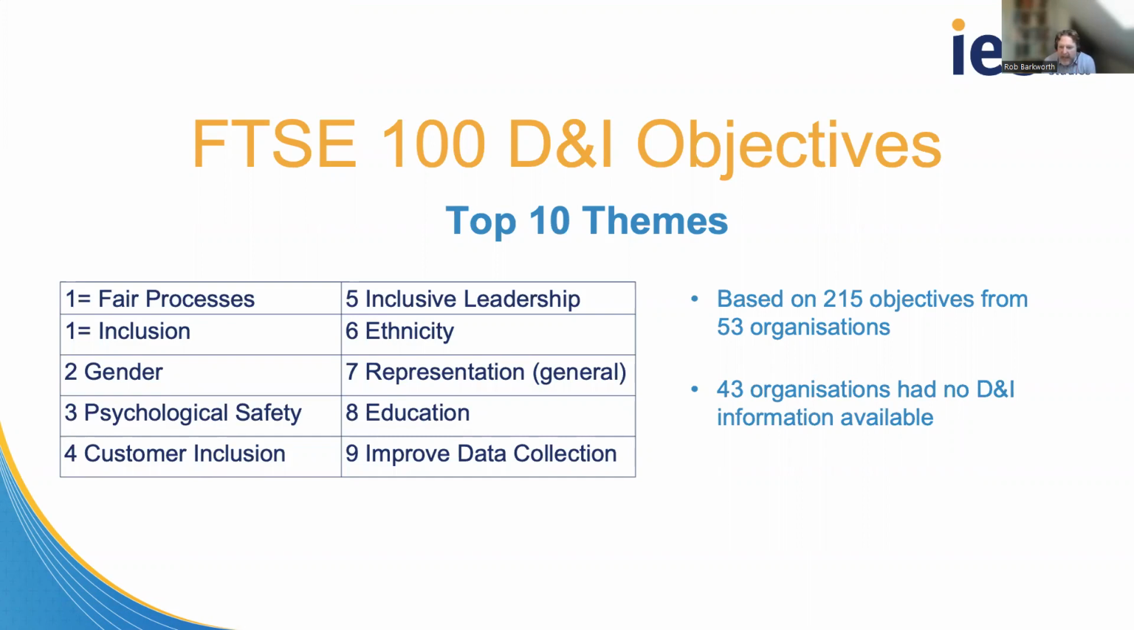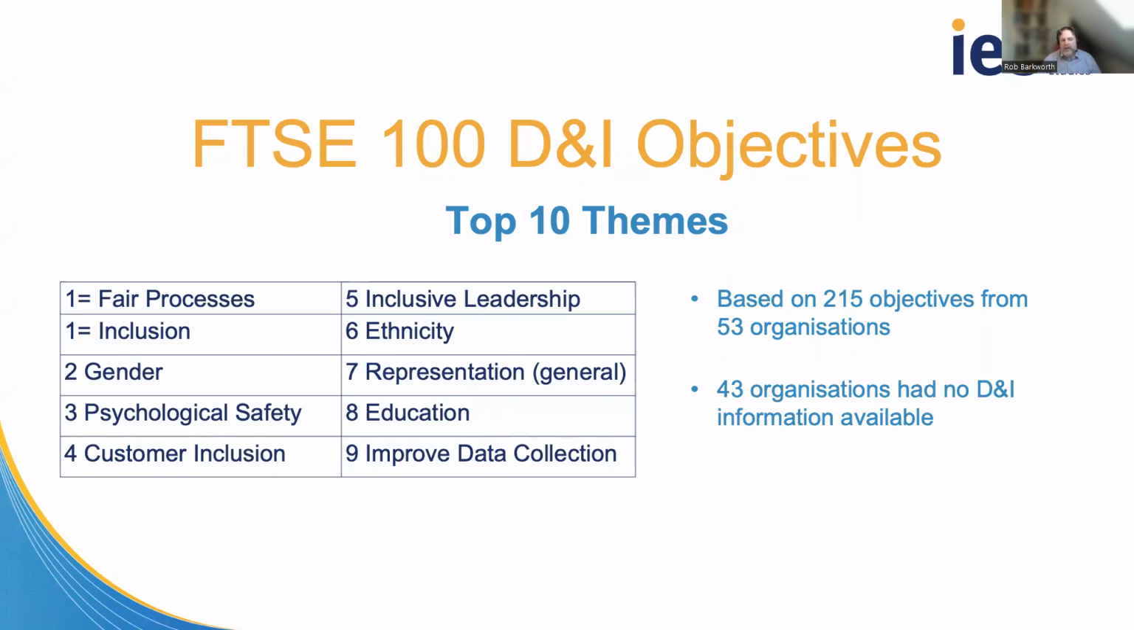43 of the organizations had no D&I information available in relation to any kind of strategy. The difference between the 43 and the 53, 6 organizations, had very limited diversity and inclusion policy in place without any meaningful objectives. So I took those objectives and carried out the content analysis, and the result you can see on the left of the screen. I've ranked them in terms of the most common themes that were observed.